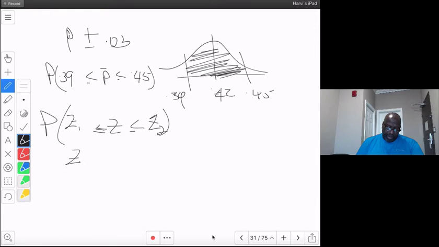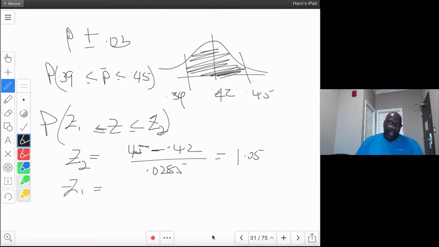So let's find what they are. I'll start with Z2. Z2 would be 0.45 minus 0.42 over 0.0285. Remember, we have already calculated the standard error. Now, I really don't have to put the 0.45 minus 0.42 because we're already told that we want to be within 3%. So you know that the difference between the mean and the 0.45 would be 3%. However, it's good to do it so you could actually see it in the form of a Z score. That turns out to be 1.05 to 2 decimal places. And so therefore, without any calculation, because this is equidistant from the mean, my Z score will be negative 1.05. Cool?